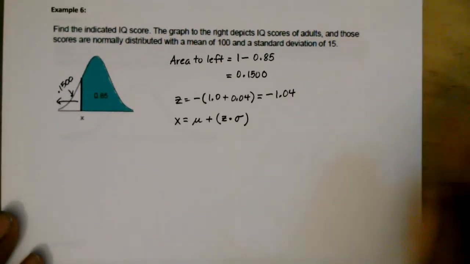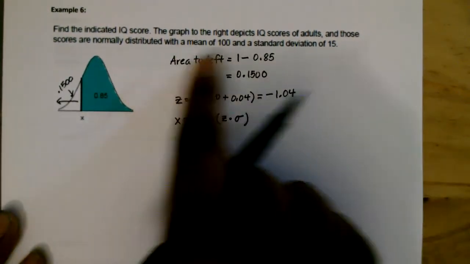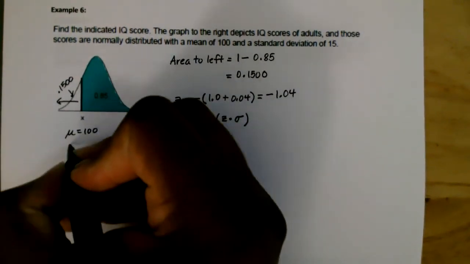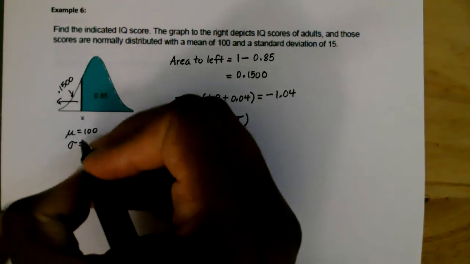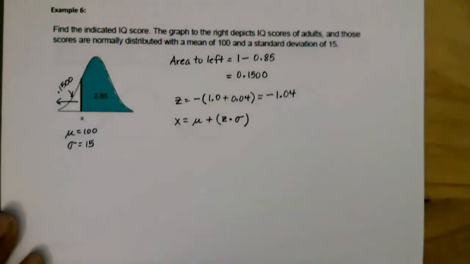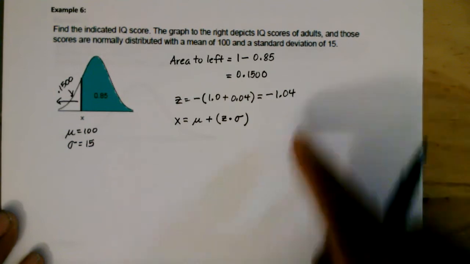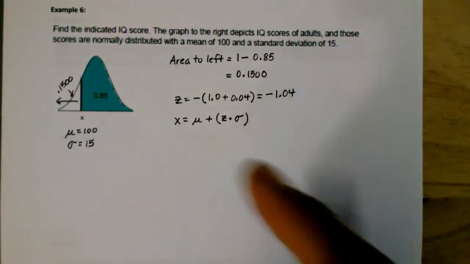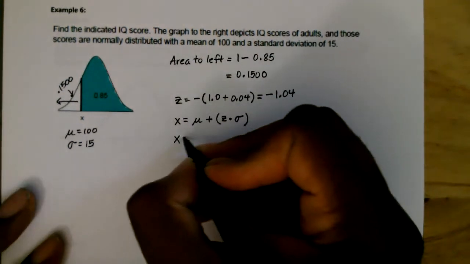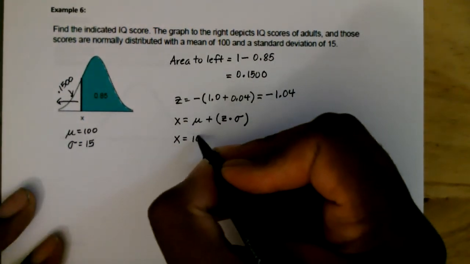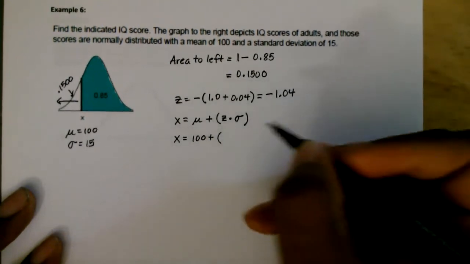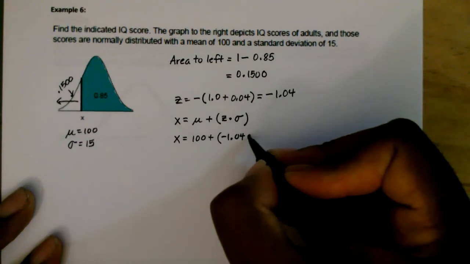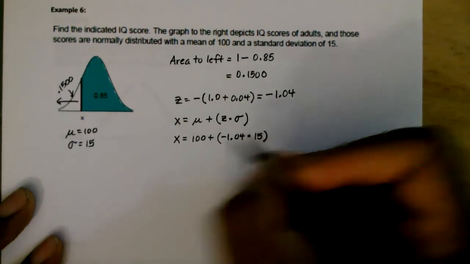Now, in this case, we need to know what our mean is. We're given that the mean is 100, so that's your mu. And your standard deviation, sigma, is 15. And we know what z is. That's negative 1.04. So we're just going to substitute into this equation to find x. So x is equal to mu, which is 100, plus z, that's negative 1.04, times sigma, which is 15.